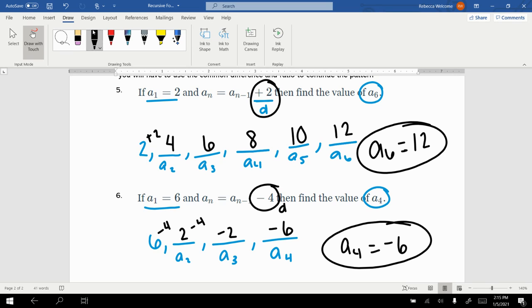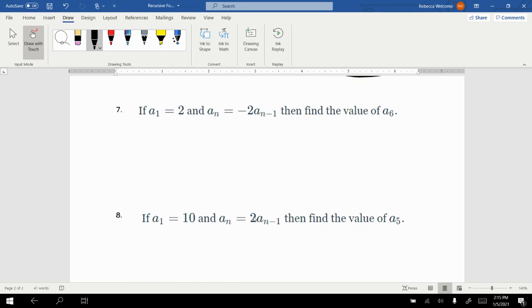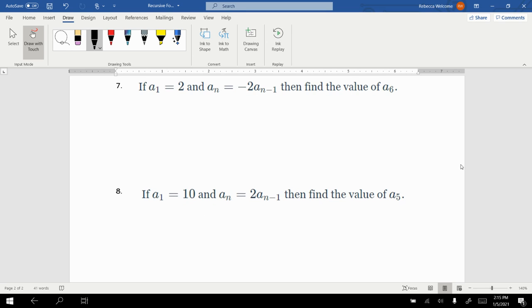For the geometric ones, it's not really hard either. You just might want to use your calculator because sometimes your ratios will be really big numbers and you'll have to keep multiplying and multiplying. Okay, so for these two, I'm starting with A sub 1 as 2, and I want to find A sub 6. So A sub 1 is 2, A sub 2, 3, 4, 5, 6.